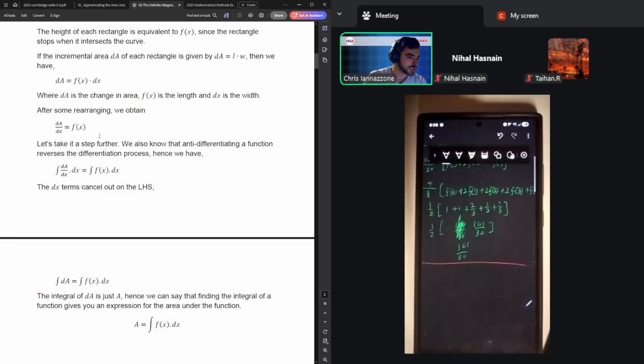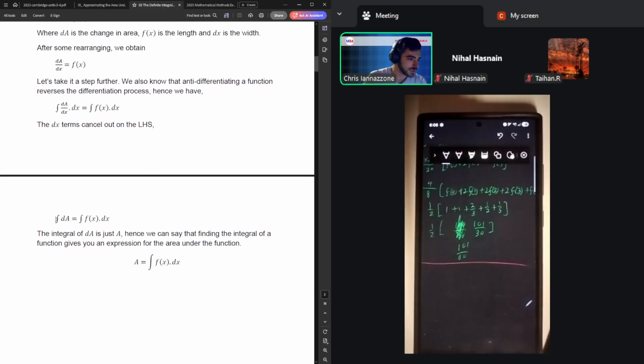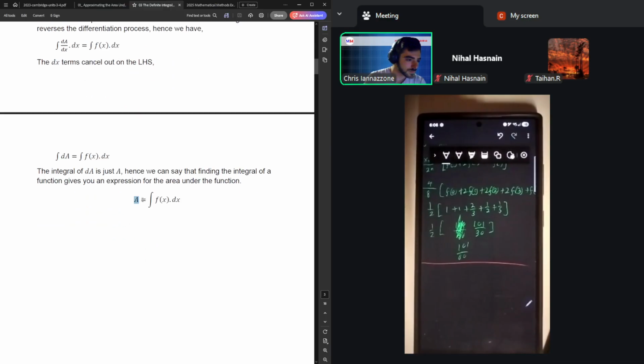Division of dx, multiplication of dx are going to cancel out, and any integral of d something just gets you back to whatever that constant actually is. Now this isn't really a constant, it's area in terms of x, but all that to say, when all is said and done, when you integrate your f of x, you get the area formula for that function.